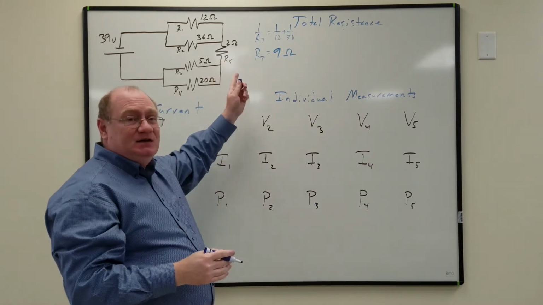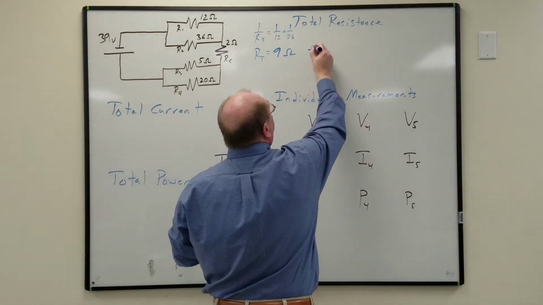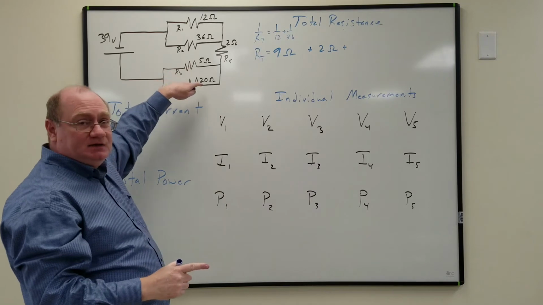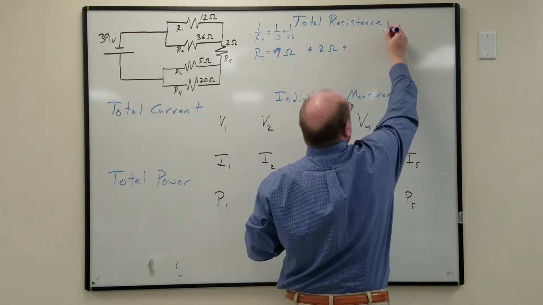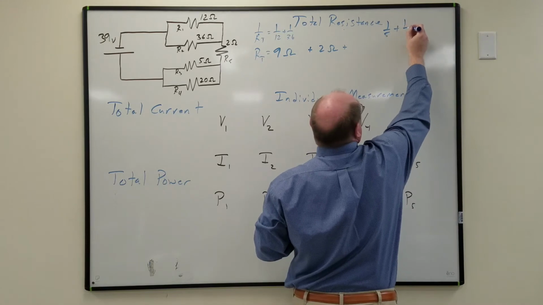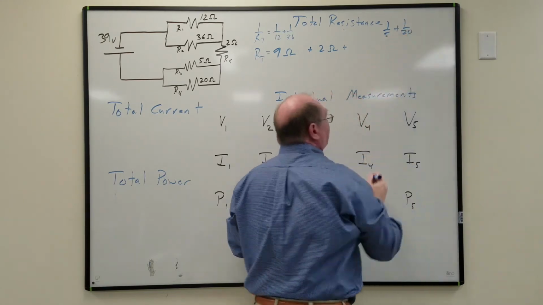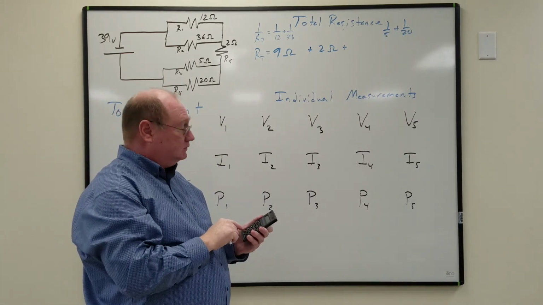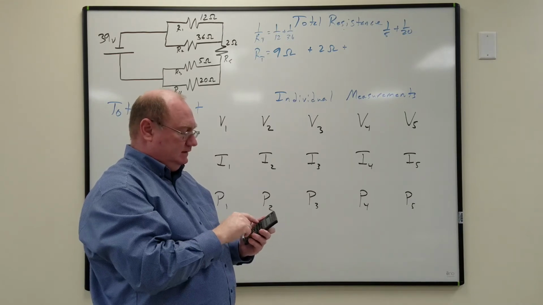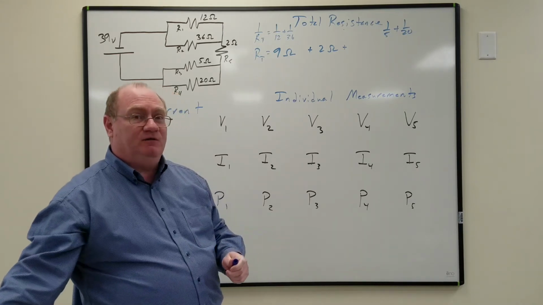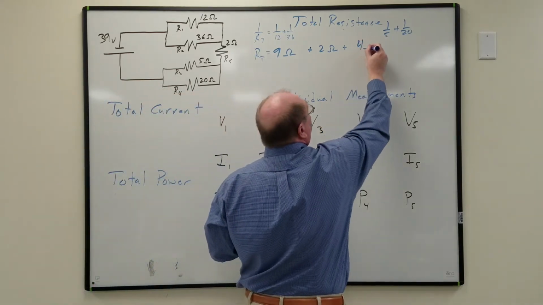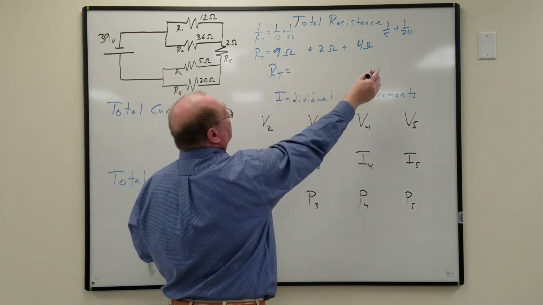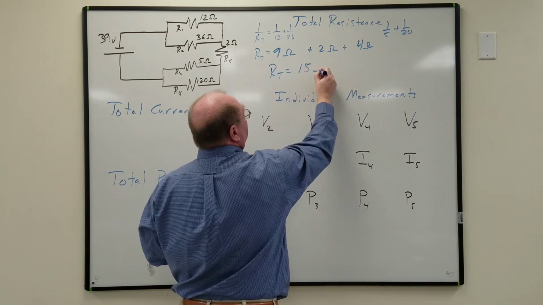Now this is in series, so it's just 2 ohms. Then we need to get the equivalent resistance of the second parallel section. So that will be 1 over 5 plus 1 over 20. Add those together, then invert the answer. So 5 inverse plus 20 inverse equals... Then invert that, we get an equivalent resistance of 4 ohms for that second parallel section. So that means our total resistance of the circuit is going to be 15 ohms.